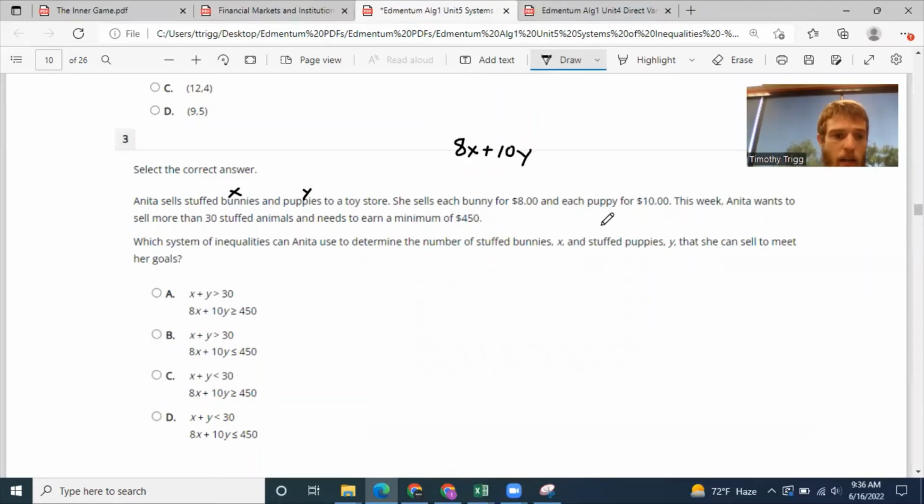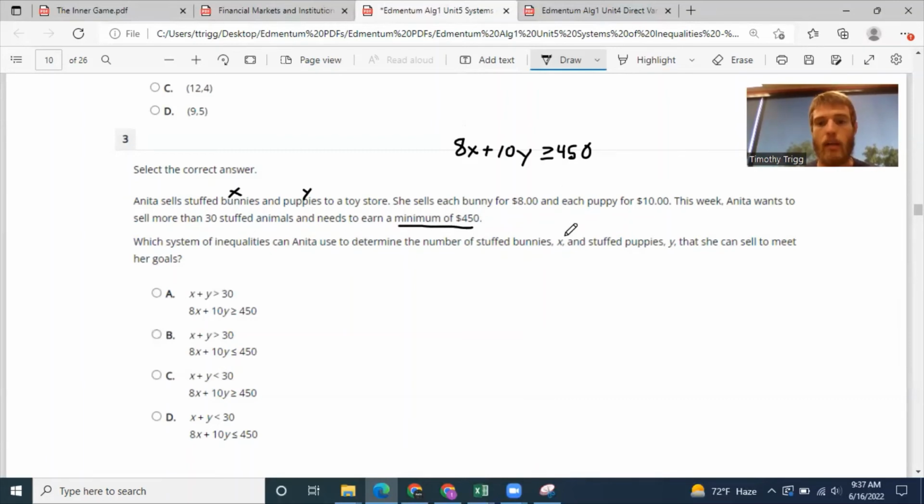This week, Anita wants to sell more than 30 stuffed animals and needs to earn a minimum of $450. So this first thing I've written here has to do with how much money she's bringing in, right? $8 times the number of bunnies plus $10 times the number of puppies. And she wants to earn, this is the amount of money she's going to earn, she wants that to be greater than or equal to $450, right? She wants to earn at least, or a minimum of, $450. Okay, so that's your first inequality.